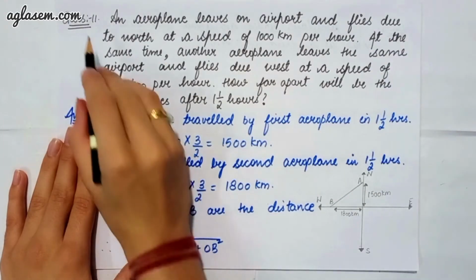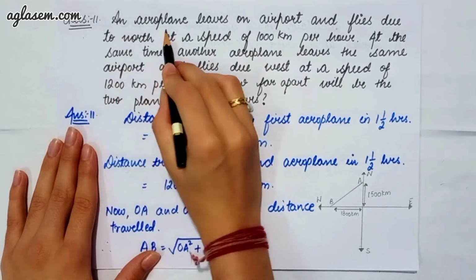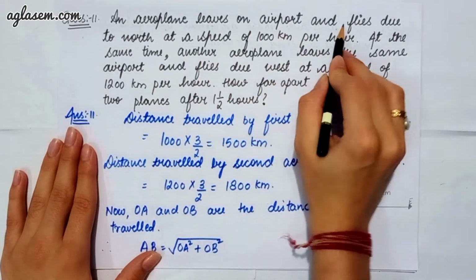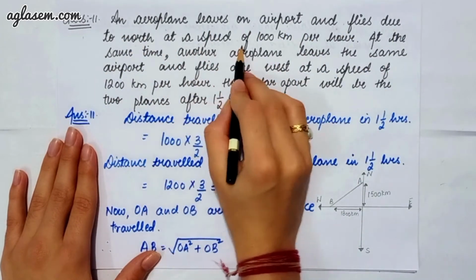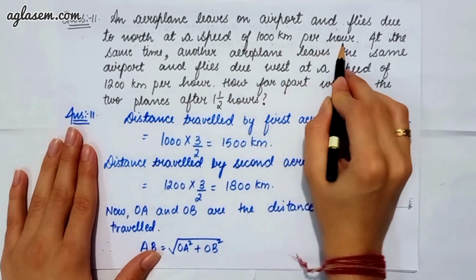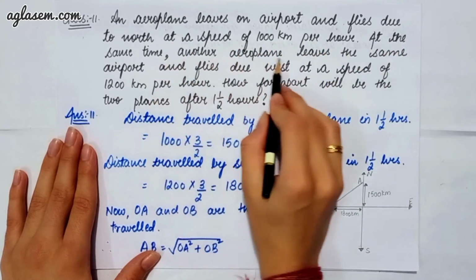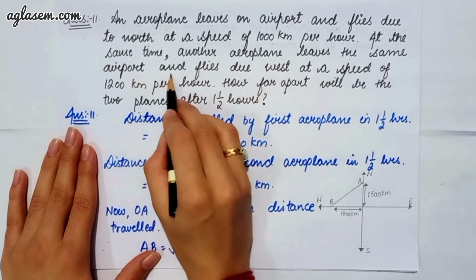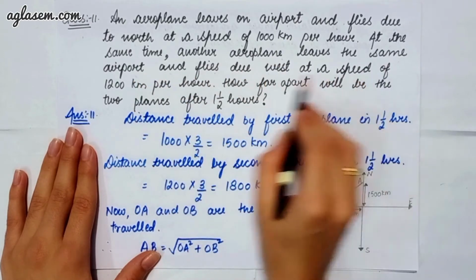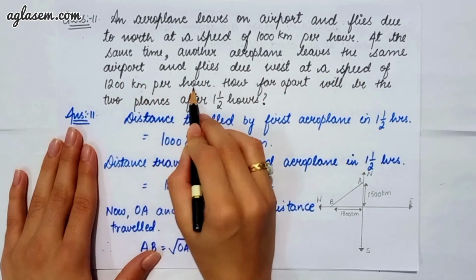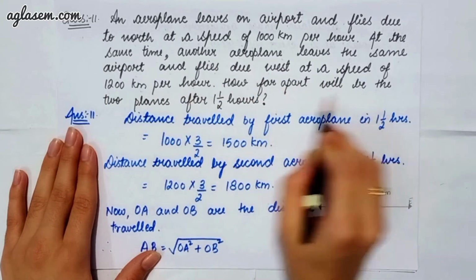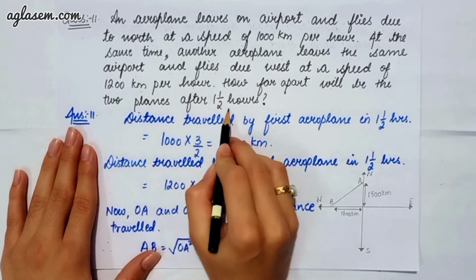Moving to question number 11, which says an aeroplane leaves an airport and flies due north at the speed of 1000 km per hour. At the same time, another aeroplane leaves the same airport and flies due west at the speed of 1200 km per hour. How far apart will the two planes be after 1.5 hours?